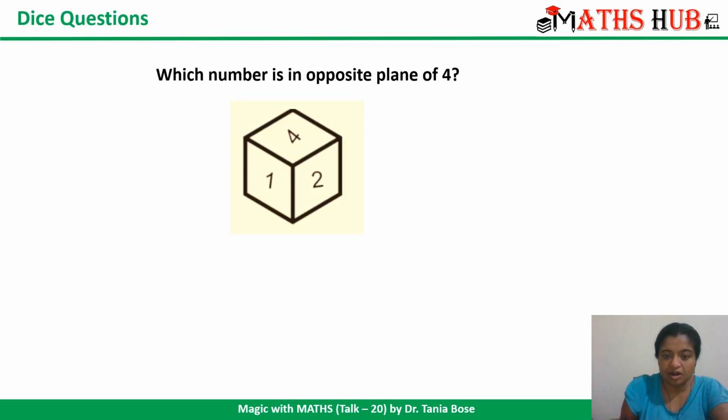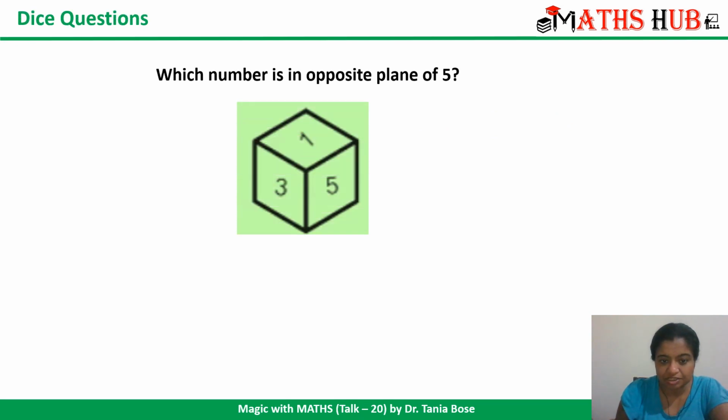Which number is opposite to 4? Again, you can check 1 plus 4 is not equal to 7, 1 plus 2 is not equal to 7, 4 plus 2 is not equal to 7. So what should I add to 4 so that I get 7? The answer is 3, isn't it? So the number opposite to 4 is 3. Now let's move on to the next question.